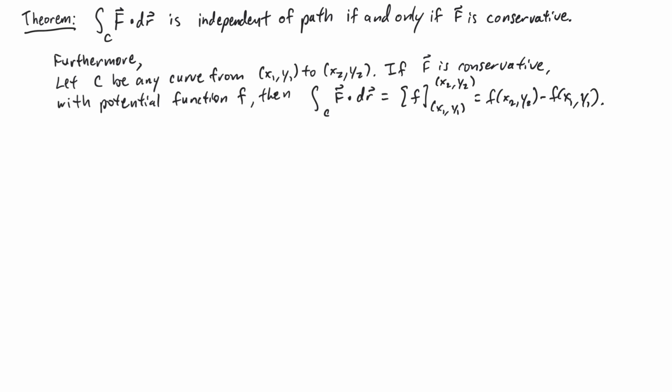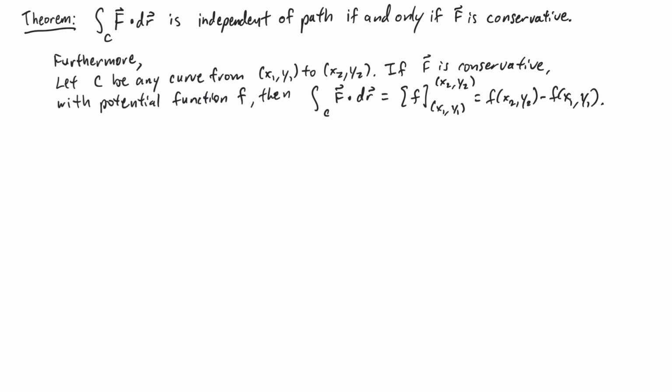Now the theorem says that if I have a curve C whose initial point is (x1, y1) and terminal point is (x2, y2), and F is a conservative vector field with potential function little f, then the line integral of F dot dr is equal to the potential function evaluated from (x1, y1) to (x2, y2), meaning it's f(x2, y2) minus f(x1, y1). And remember, the potential function here is the function whose gradient is that vector field big F. So this theorem is called the fundamental theorem of line integrals.